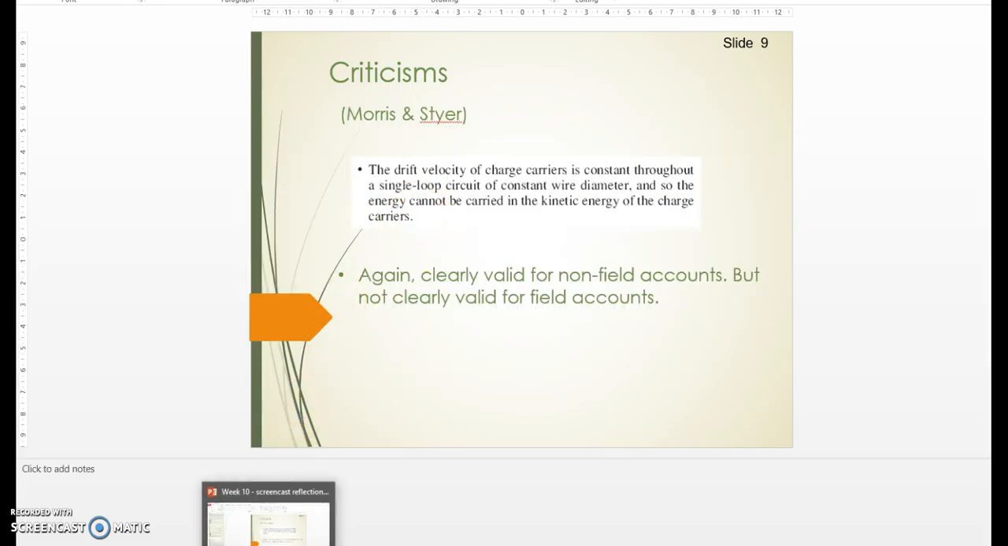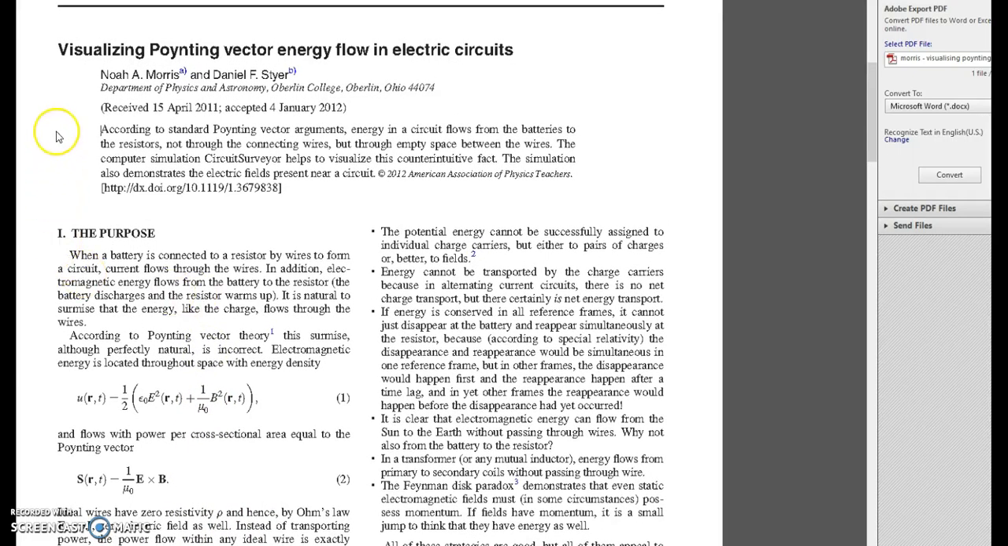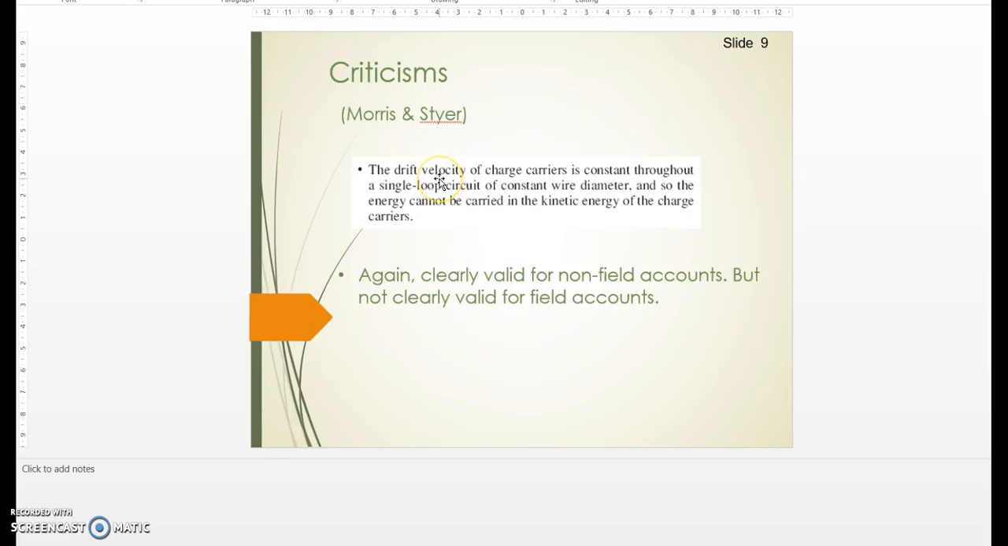Another paper that I have lists various objections at the start of it. This paper is called Visualizing Poynting Vector Energy Flows in an Electrical Circuit, and at the start of the paper they list a series of objections to the standard textbook presentation. And I've picked out the first one because it's slightly different to Sefton's. On this objection, they say the drift velocities of charge carriers is constant throughout a single loop circuit, so energy cannot be carried in the kinetic energy of the charges.